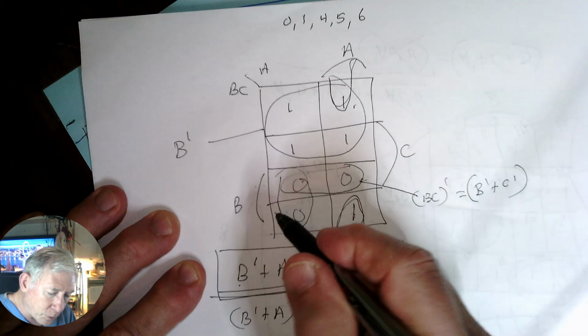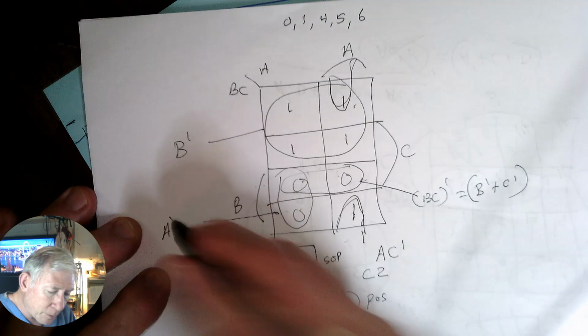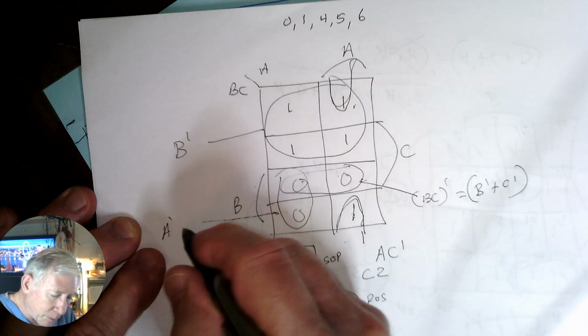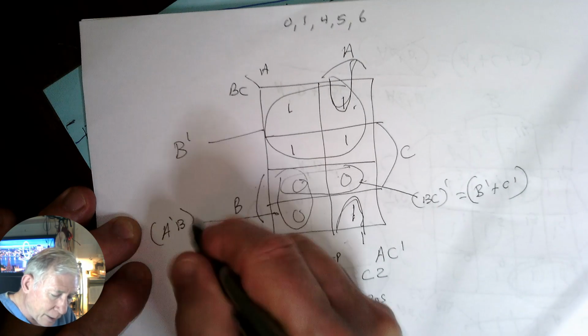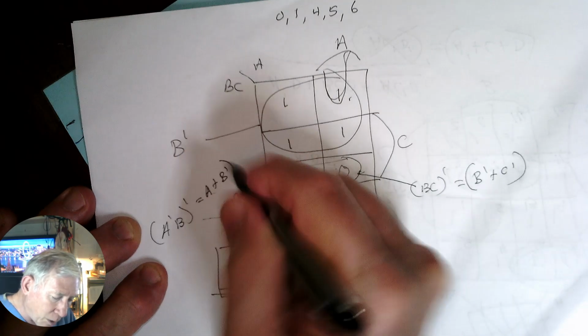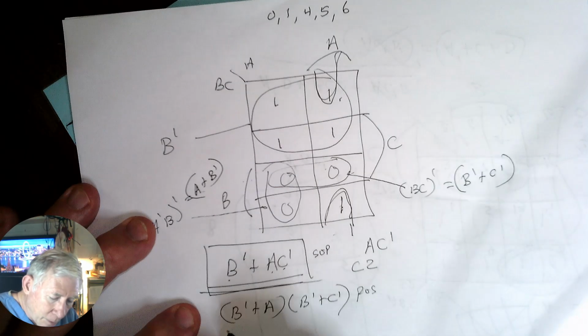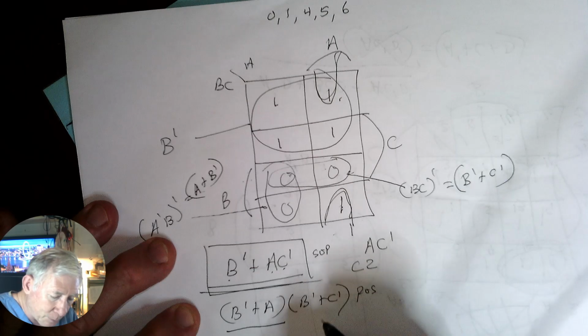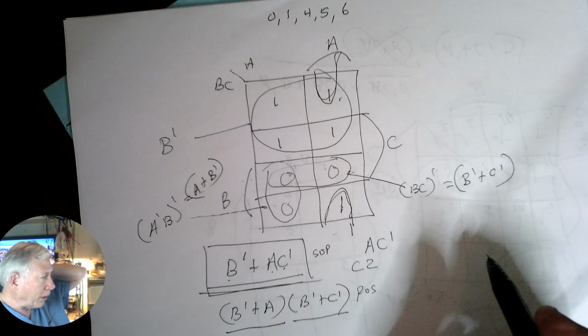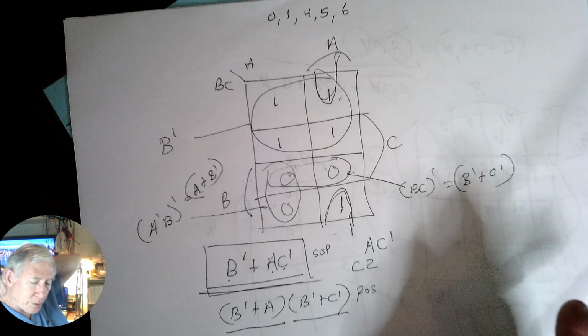And then this group of 2, so we have a prime. If they were ones, we would have a prime and b, a prime b. So now I invert that, and I get a plus b prime quantity. So our final answer is a plus b prime, or b prime plus a, however you want to say it, and b prime plus c prime, just like we started out. All right, so that's how this works.